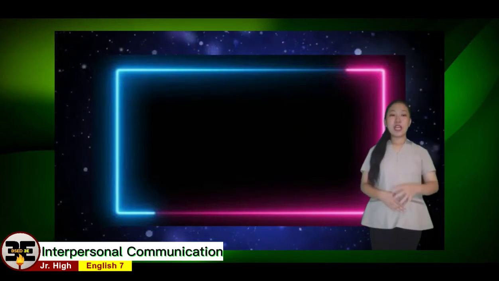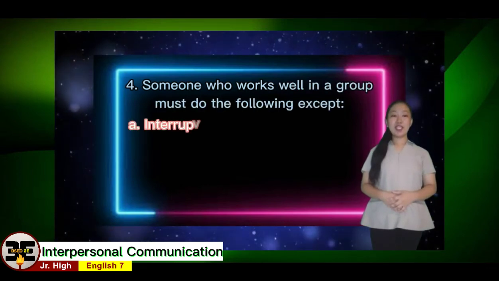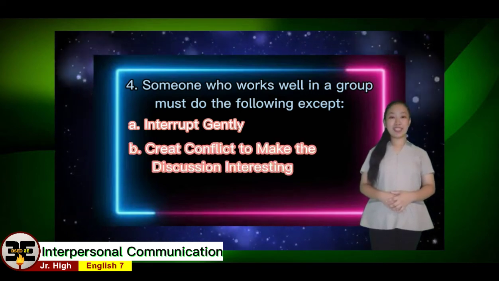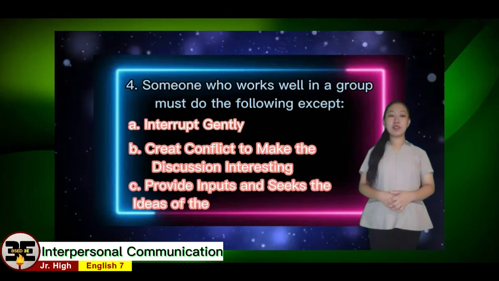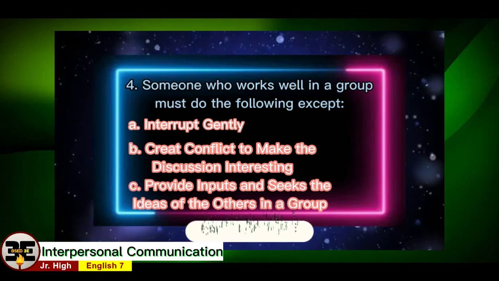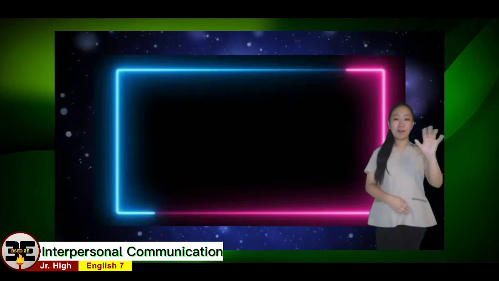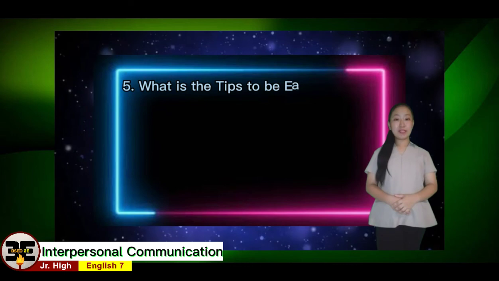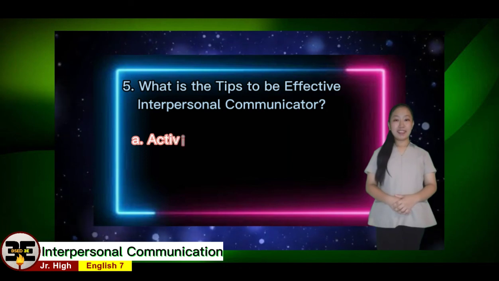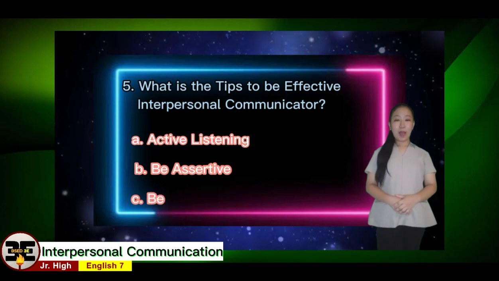Question number 4. Someone who works well in a group must do the following except letter A, interrupt gently. Letter B, create conflict to make the decision interesting. And letter C, provide inputs and take the ideas of others in the group. The last question, number 5. What is the tip to be an effective interpersonal communicator? A, active listening. B, be assertive. C, be neutral.